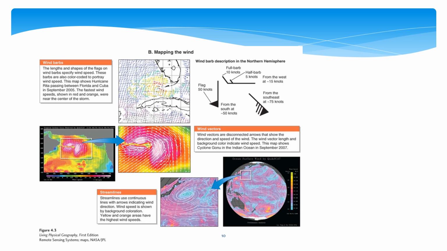Then we get down to wind vectors. These are disconnected arrows that you can tell not only the direction of which way the wind is going, but also its speed based on how long that arrow is. And then streamlines at the very bottom here. These are continuous attached arrows. You can tell the direction. The streamlines themselves just show the direction of the wind. To tell the speed of the wind, you want to use the colors that are being used on the map beneath the streamlines.